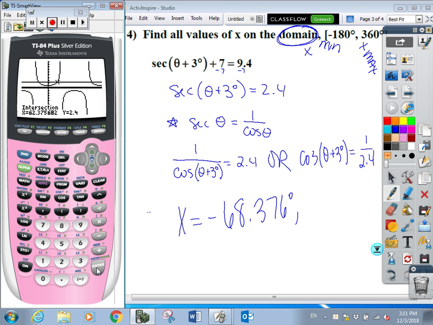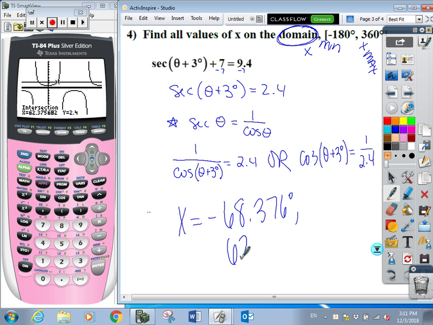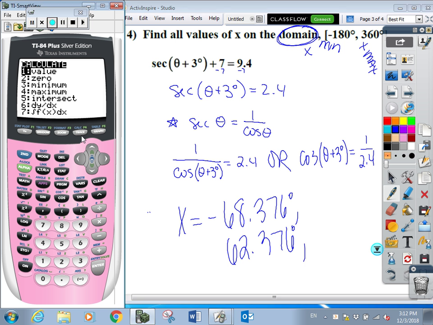There's your next answer, 62.376. And then we could add the period to this. This is the period apart. The period that's just going to keep happening over and over again. Or we can just find that intersection, second trace 5.